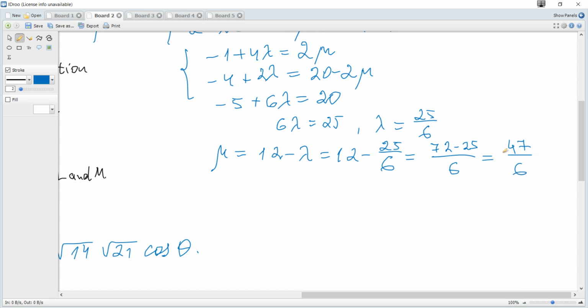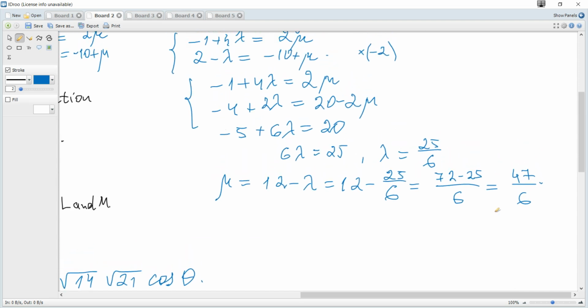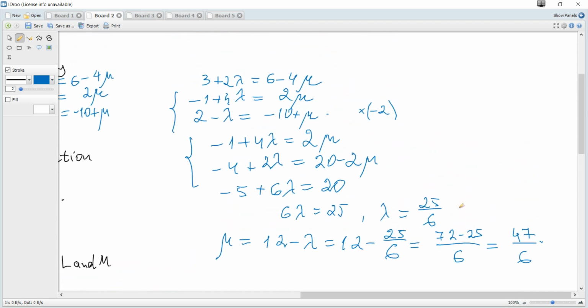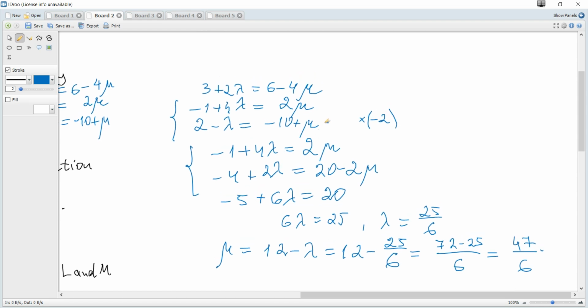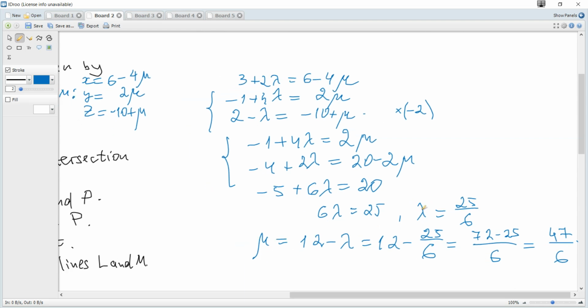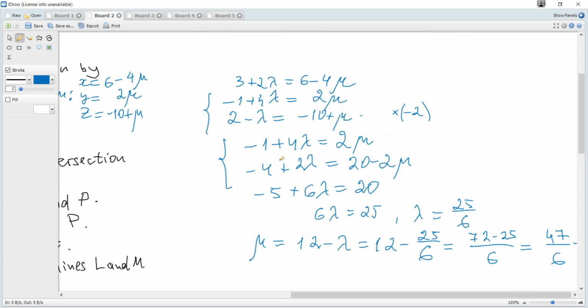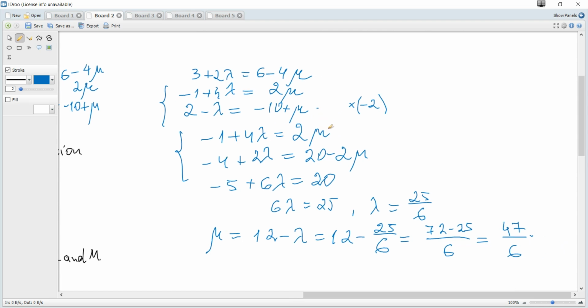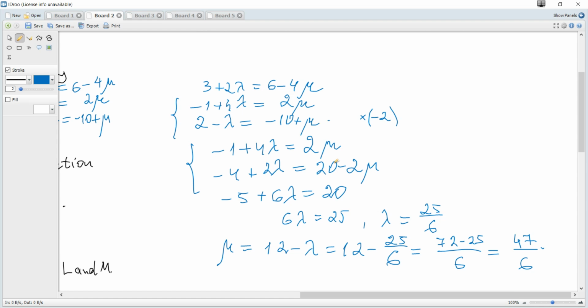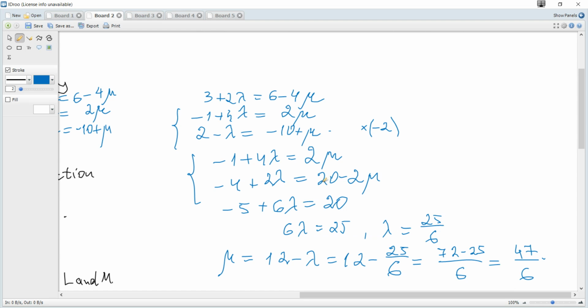Then we substitute these values for lambda and for mu into the remaining equation, and if this one is true, hence there is a point of intersection, and you just substitute lambda or mu into this or this, it doesn't matter, and hence you can find the point. But if I get that it's not true, hence lines are skew. It means that they are not parallel and they don't intersect.